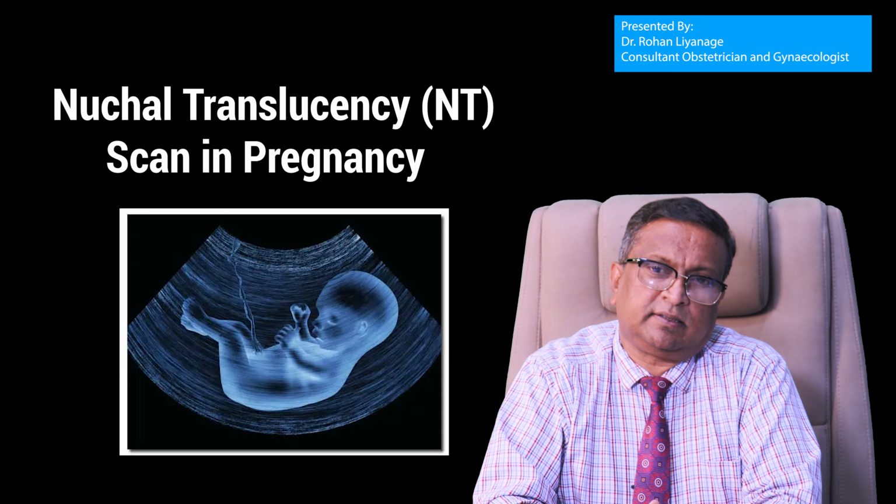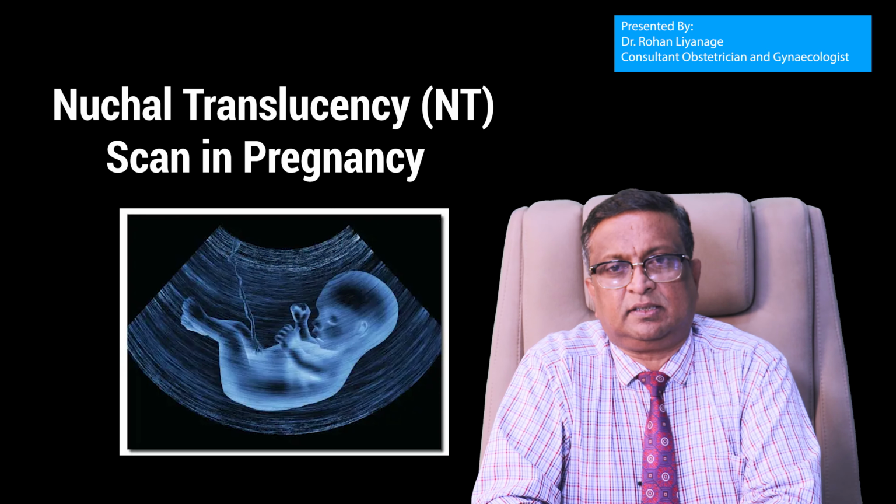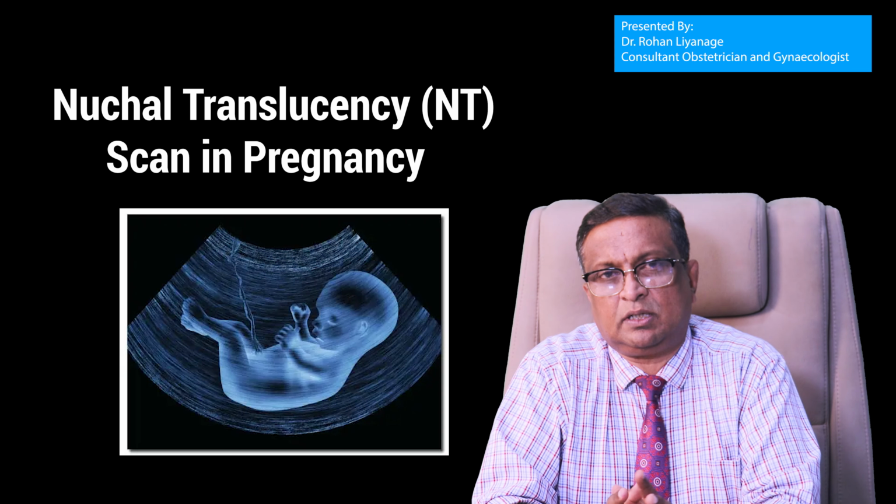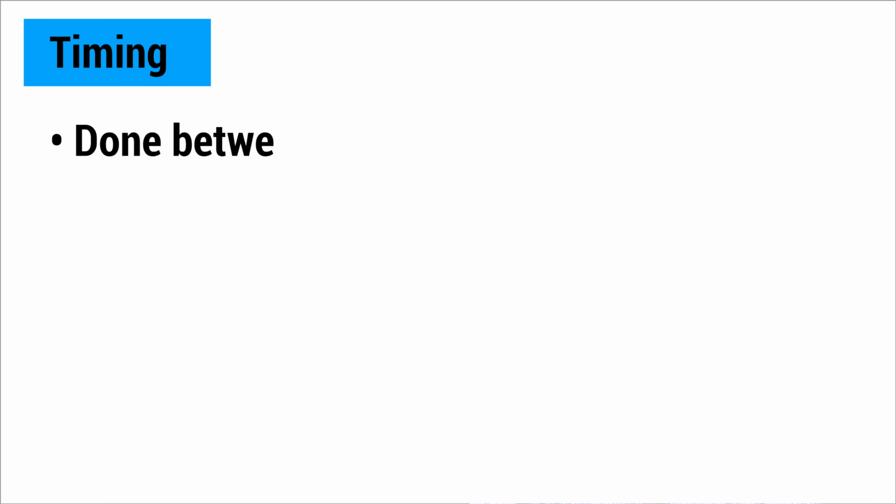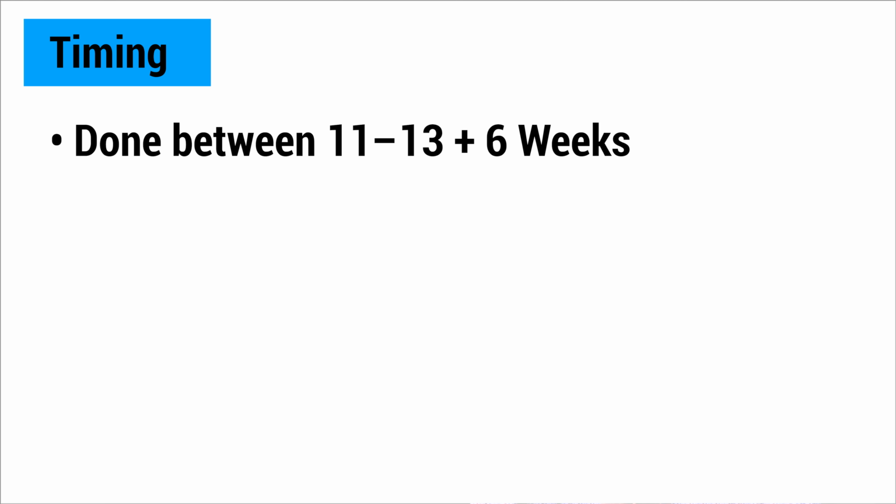Today we are going to discuss another important topic, that is the NT scan in pregnancy. We know that NT is nuchal translucency. We do this test especially in the first trimester with the dating scan. So timing has to be 11 to 13 weeks and 6 days, because this is the time where we can detect the NT properly.